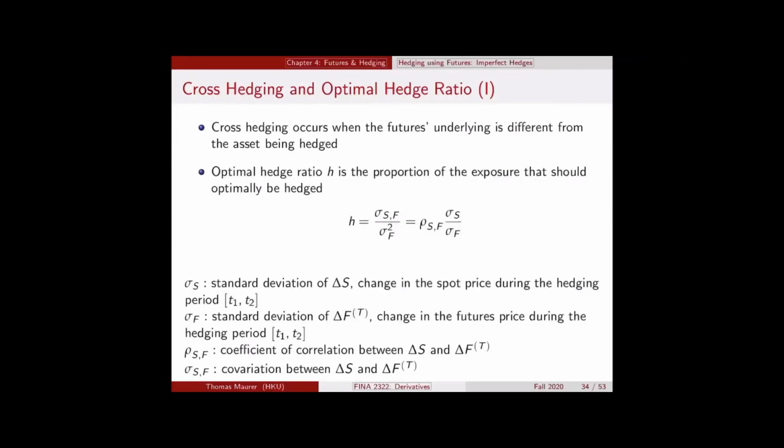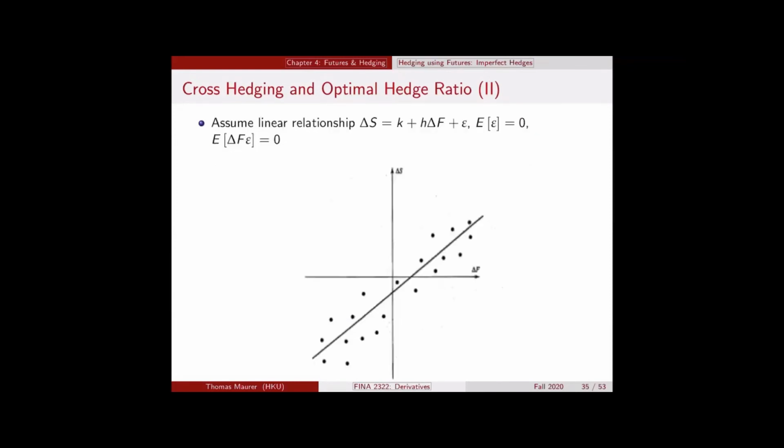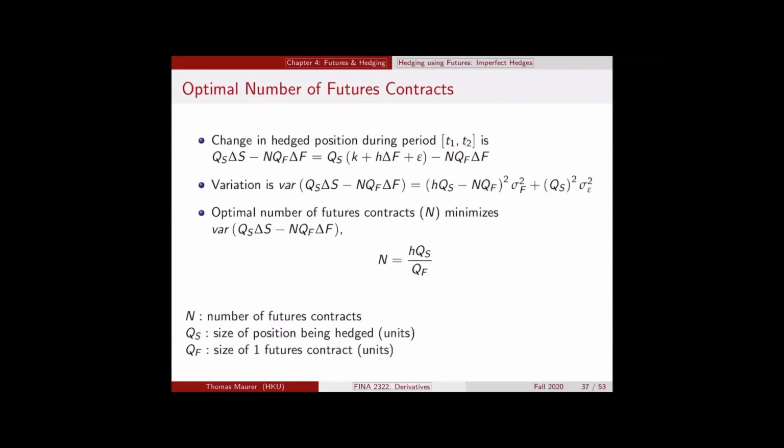So this argument from the virtual whiteboard is also summarized on slides 34, 35, 36, and 37. Ending up again with the number of optimal short positions in the futures contract, which is equal to that slope or this optimal hedge ratio times the number of positions which you try to hedge divided by the units of underlyings per one futures contract. Now notice that this derivation was done for price changes in the asset S and the futures price F between time t1 and time t2.